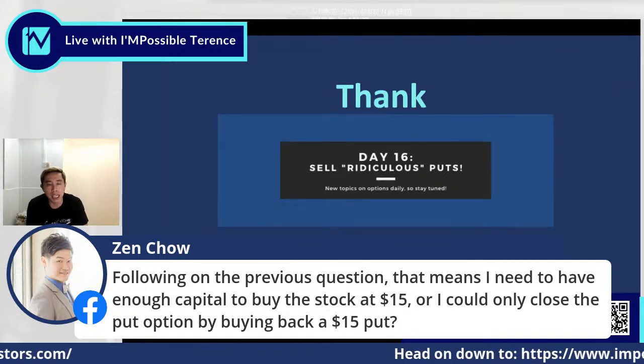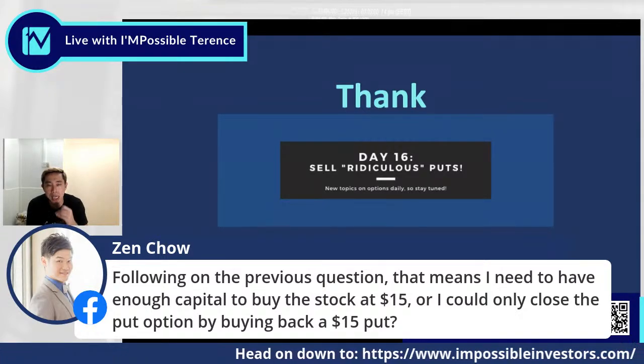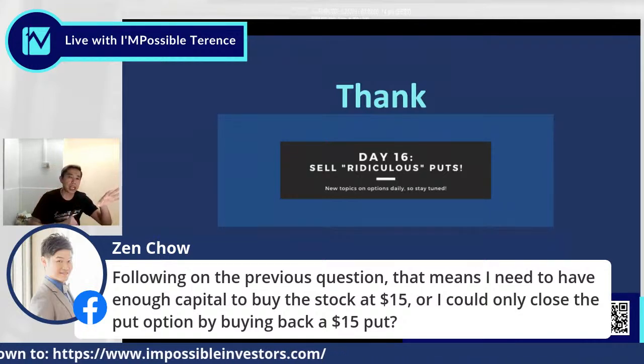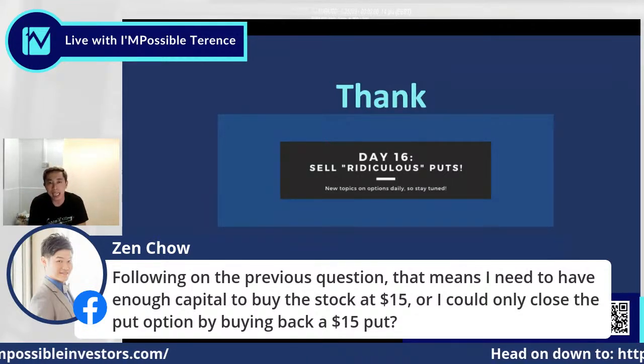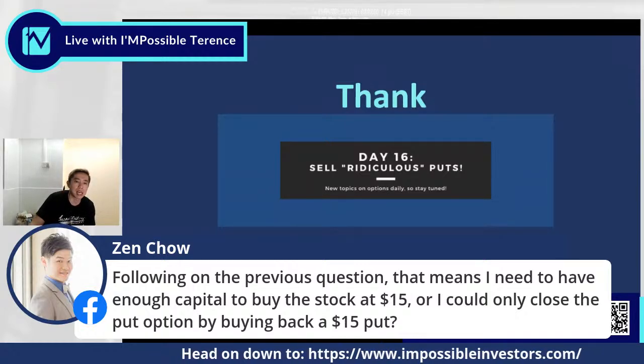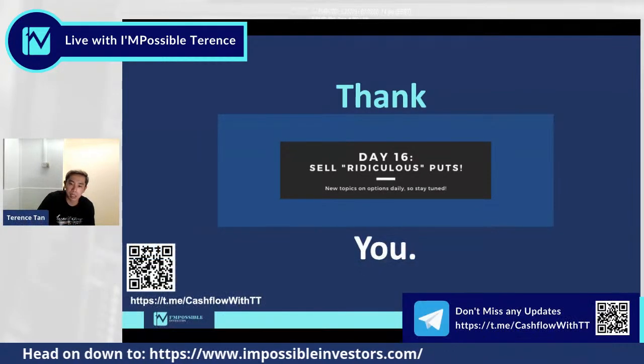As long as you close it up, you would have to incur the losses between what you sold earlier and what you pay to buy now. But you will not be obligated to purchase the shares. I think that clears up the question that you have.